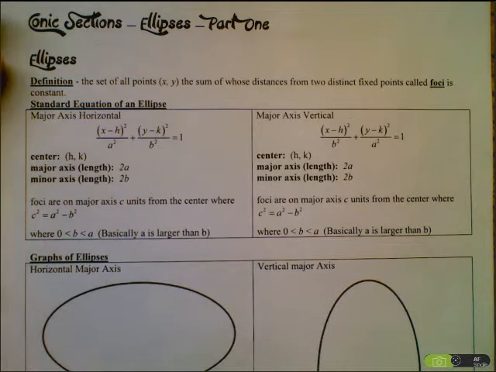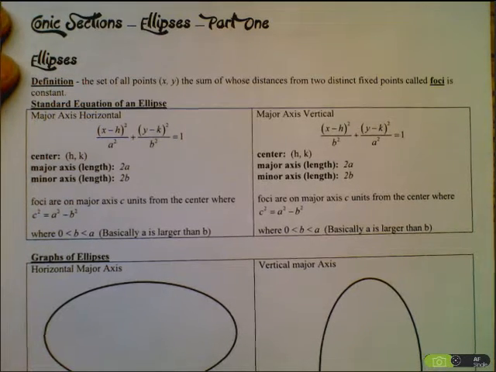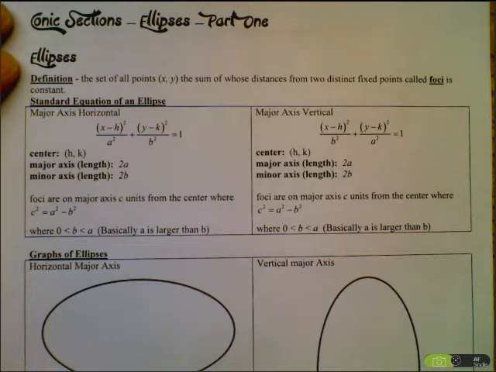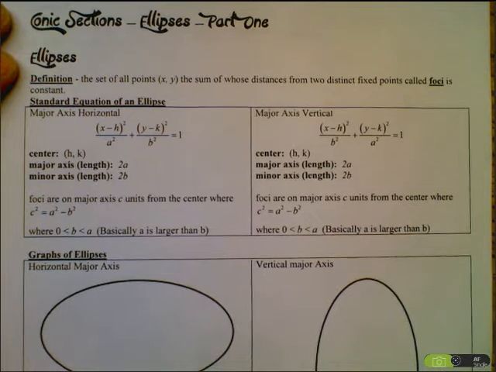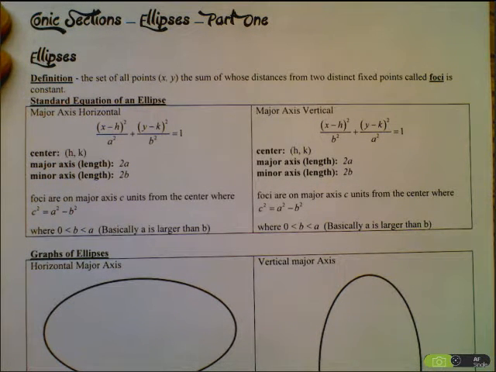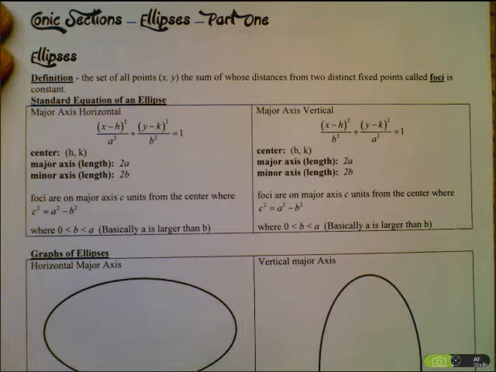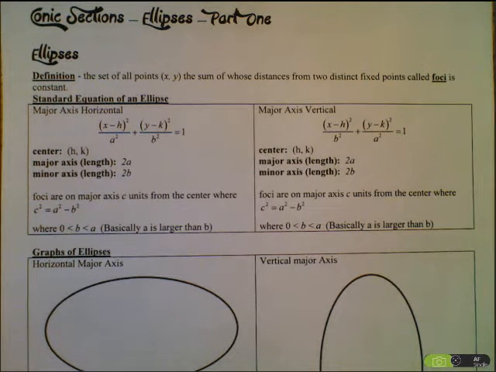Alright, so moving on to our next conic section, we're going to be talking about ellipses. An ellipse is similar to a circle. With a circle, we have one point, and then we find all the other points that are the same distance from that point, and that distance we call the radius.